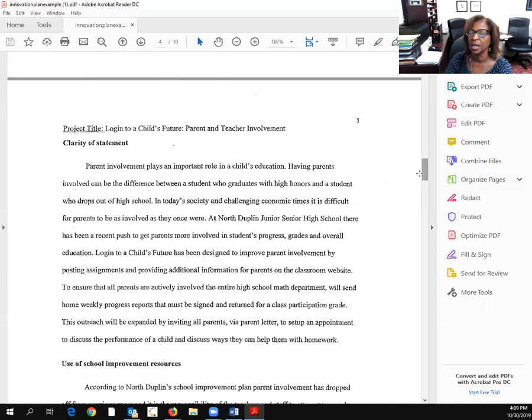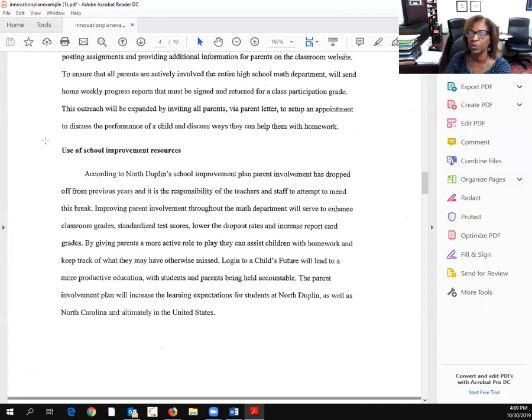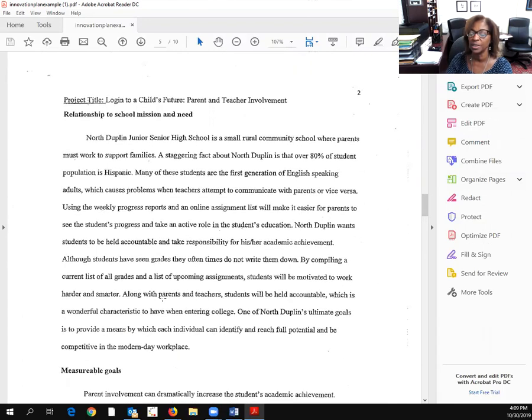And this is some additional information, pretty much to say it helps you to understand a little better. And here, this one is Log In to a Child's Future, parent and teacher involvement. See, you have a clarity of statement. And also in this statement, include just a little bit of research would be helpful. So read that. It's a clarity of the statement. The use of the school improvement resources. What kind of resources are going to be needed for your plan to be implemented? Then how does it relate to the school mission? What is the school mission and how does your project mesh with the school mission and the needs of the school? You're going to go back to your innovation plan. Go back to your school improvement plan to see how the two run together.